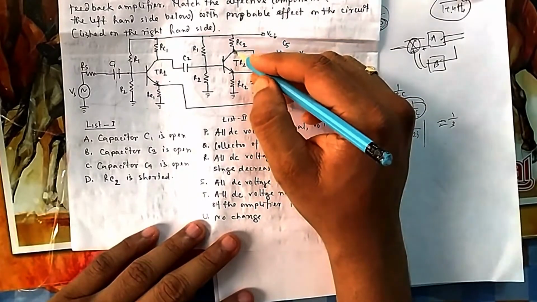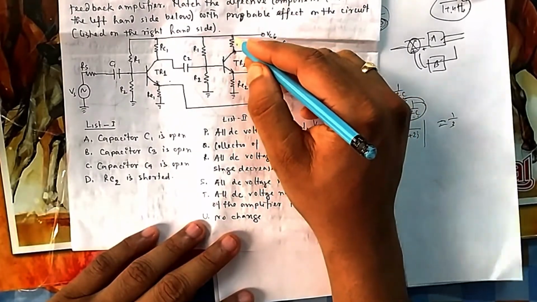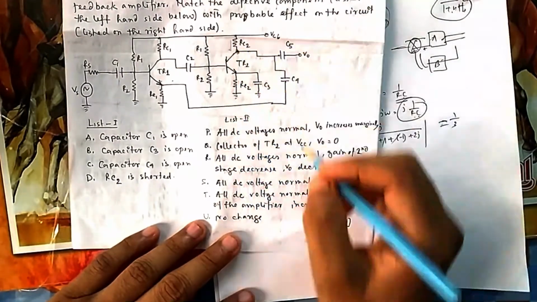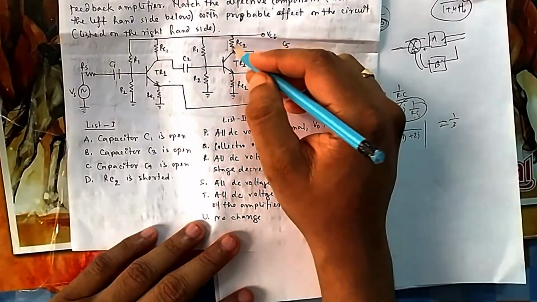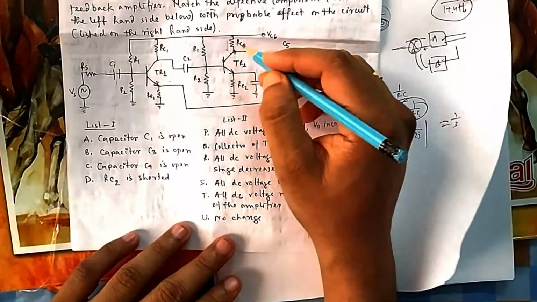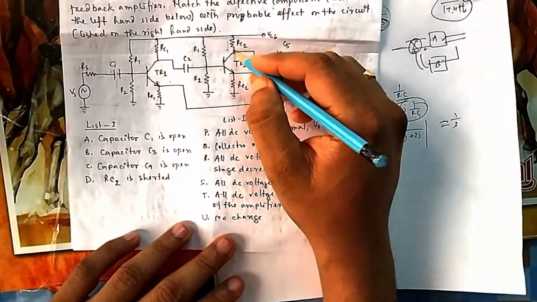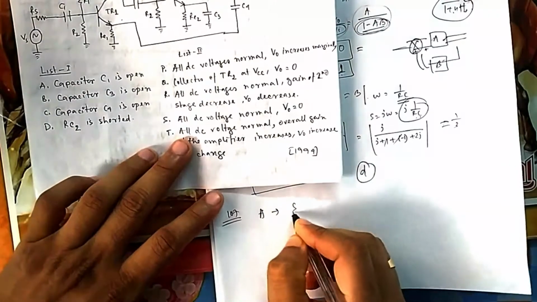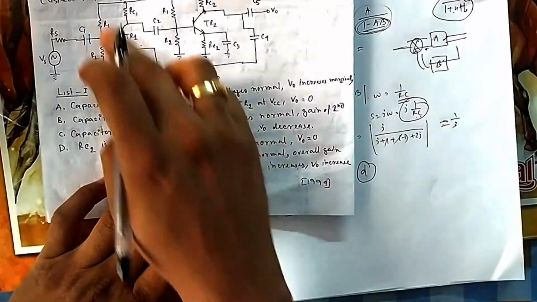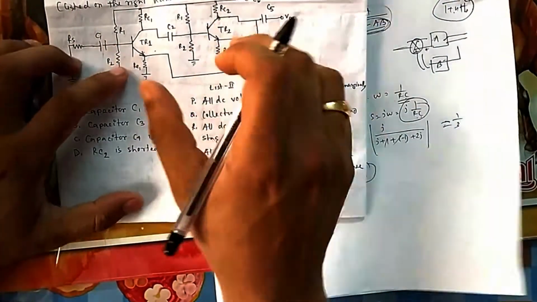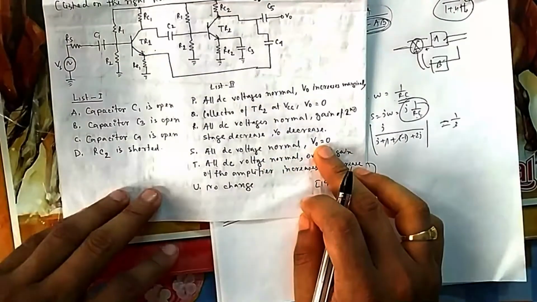So what is this voltage? This is your VCC minus this drop, because collector current will be flowing through this. So these two potentials will not be equal. They would be equal if there is no RC2. If RC2 is shorted, like your option D, then this potential is at VCC, because nothing is there, it is a short path. So obviously Q does not match with A, so A is left with S. That is, all DC voltages are normal, within the transistor's own limits, and V0 is 0.